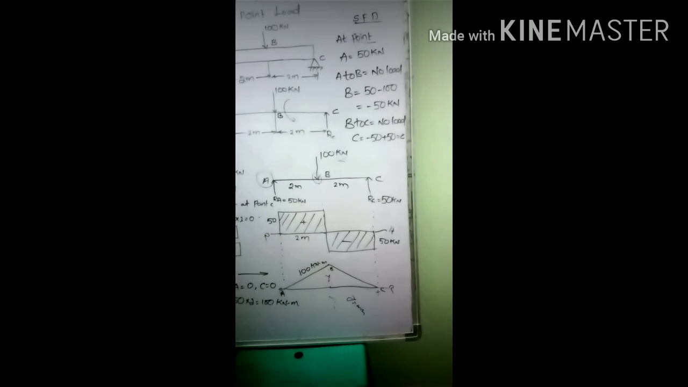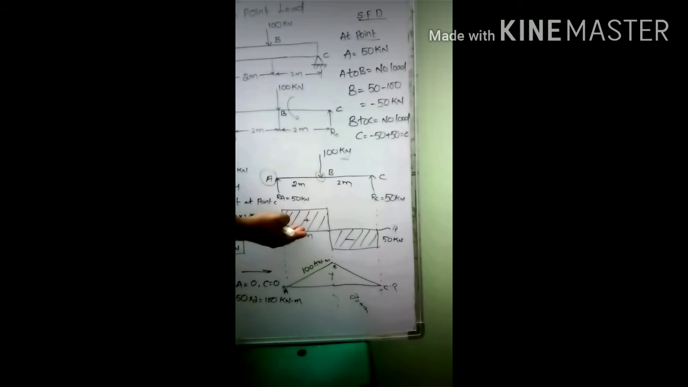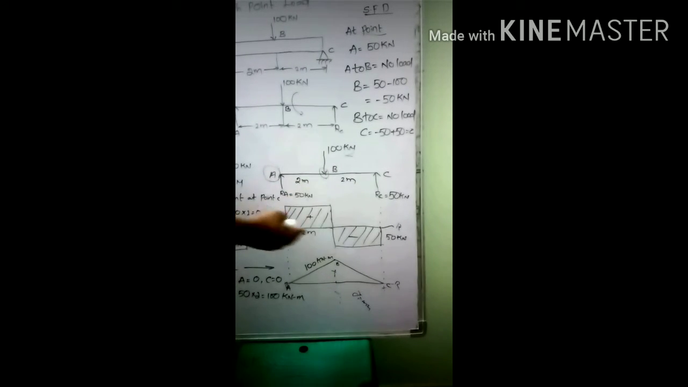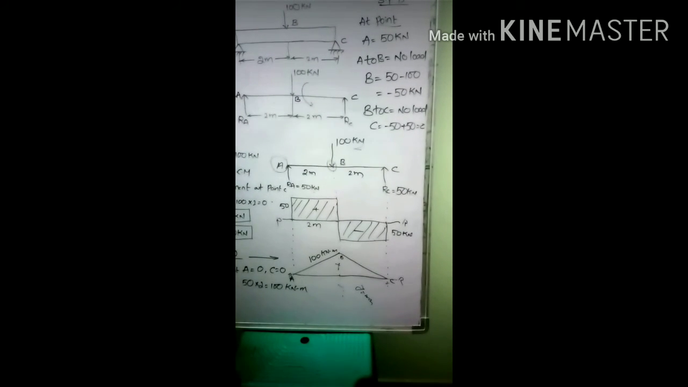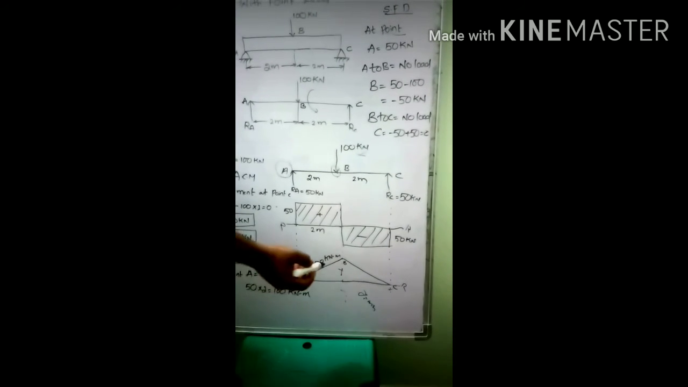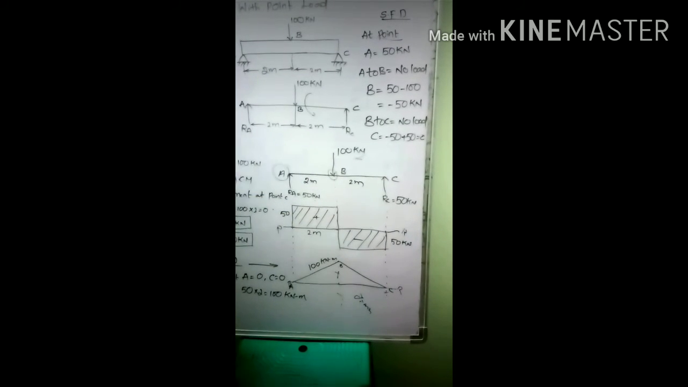Suppose you have a triangle, what is the formula for the area of a triangle? Half into base into height. Likewise, you simply calculate the area under the shear force diagram, and you will get the bending moment value at that particular location. This is how you are supposed to draw the bending moment diagram.